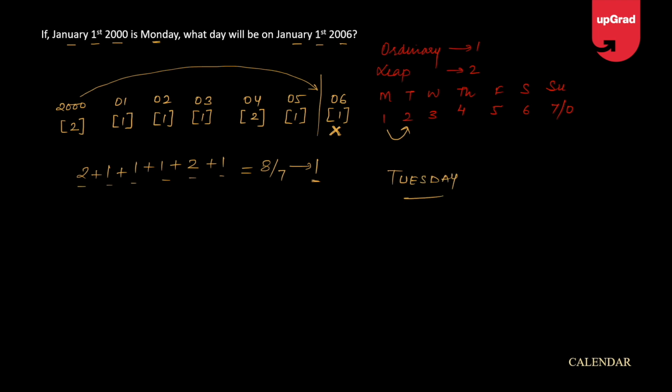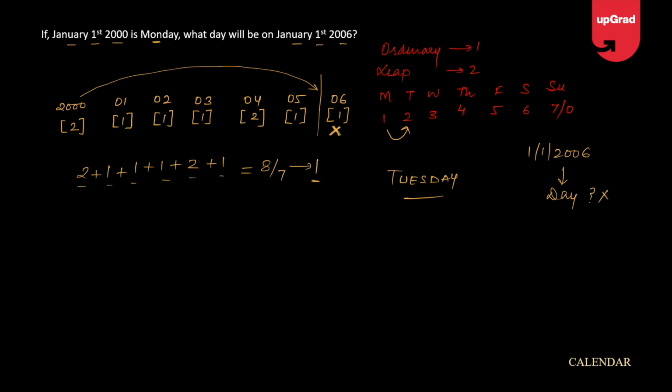Can you believe this? This is how simple it is. What we did was traverse from 2000 to 2006, count the number of odd days, and shift our existing day by that many days to reach the answer. Now there are two things to notice. Number one, this question has nothing to do with the previous category of question. You can't calculate 1st January 2006 directly; you should not be doing that.